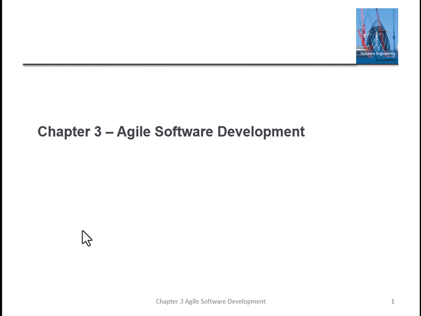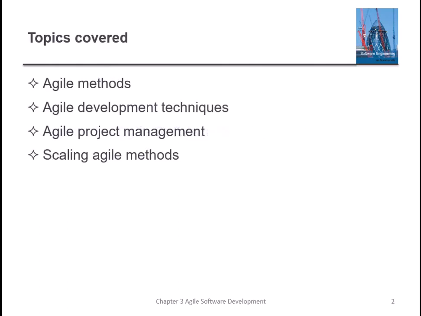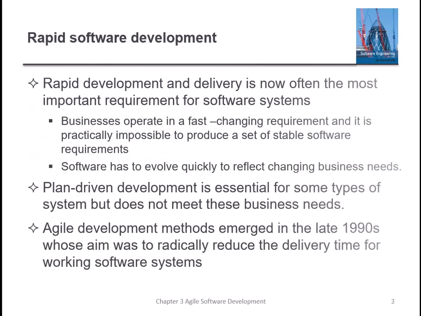Chapter 3 is about agile software development. In this chapter, the following topics are covered: agile methods, agile development techniques, agile project management, and scaling agile methods. But in this video tutorial, we will discuss the agile methods and agile development techniques.